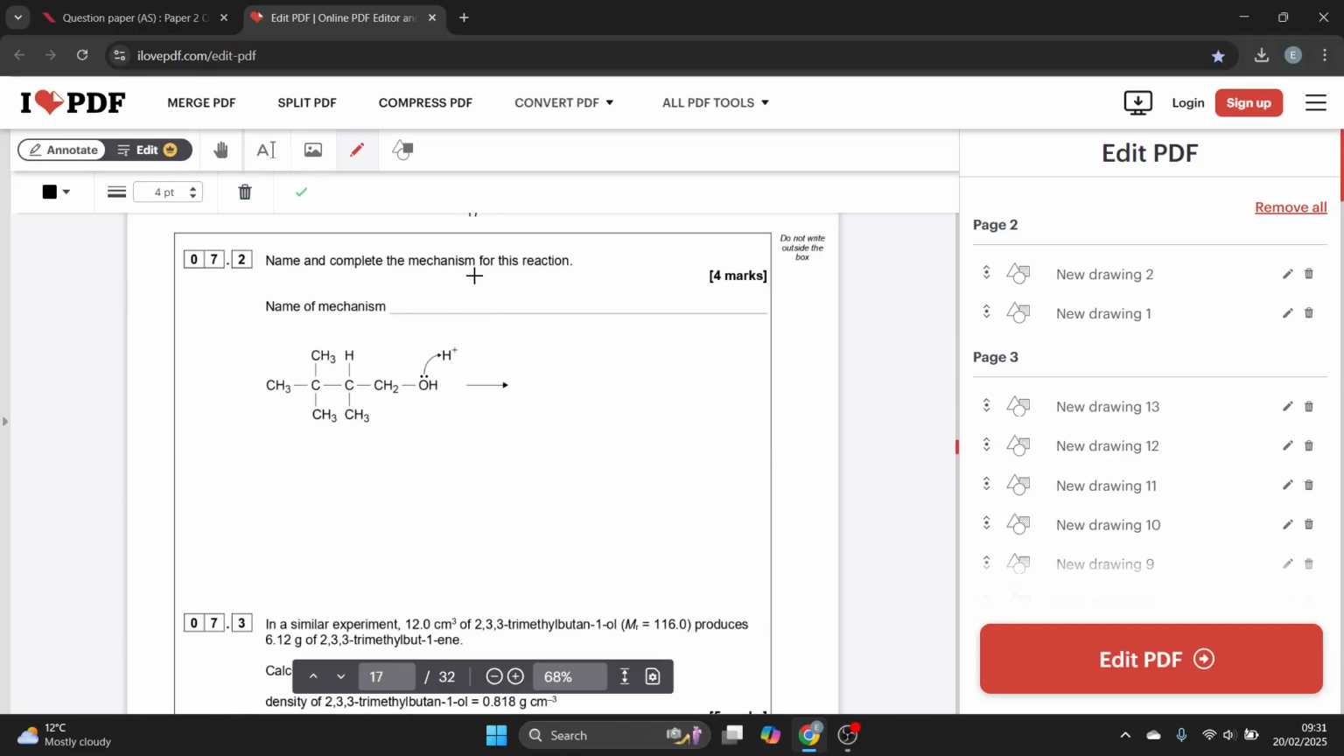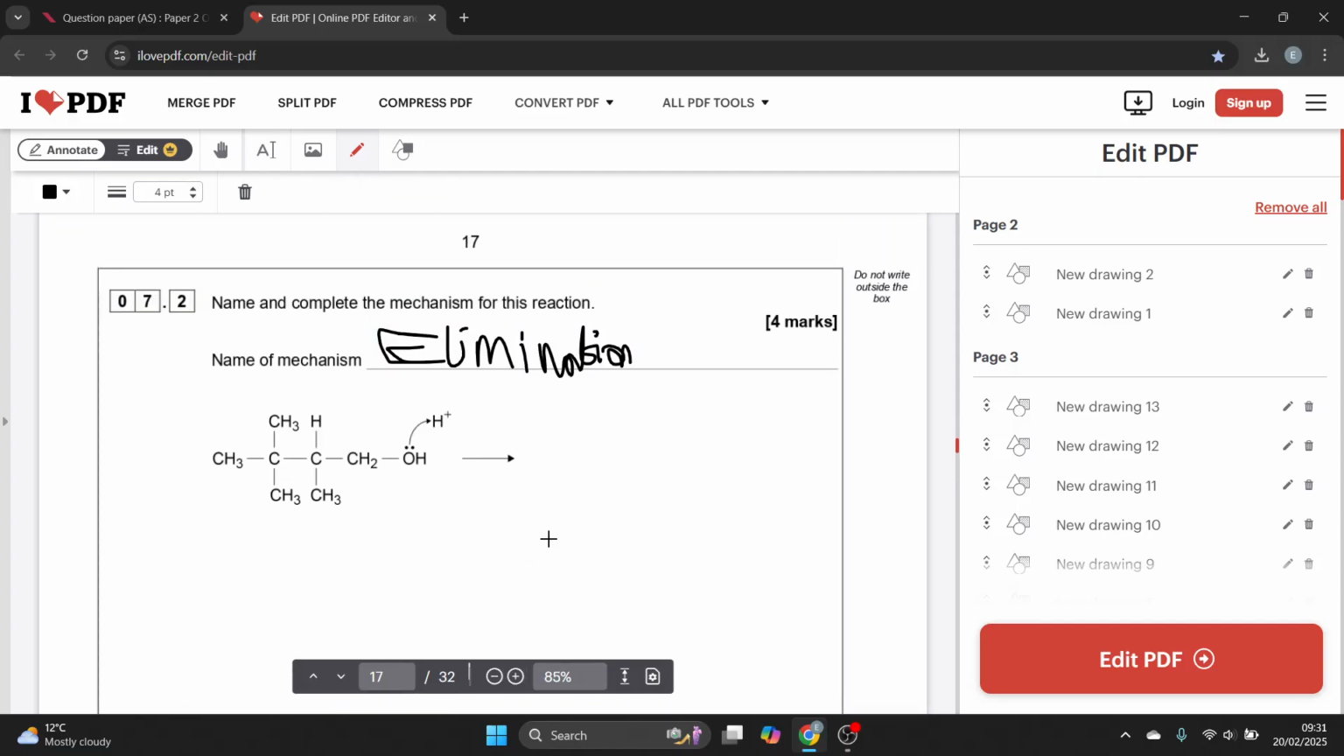Name and complete the mechanism of this reaction. It is going to be elimination. The mechanism is actually pretty complicated compared to the rest, like nucleophilic substitution and electrophilic addition. But this one's not your normal elimination. This one's a different one: elimination of water from alcohols to form an alkene.